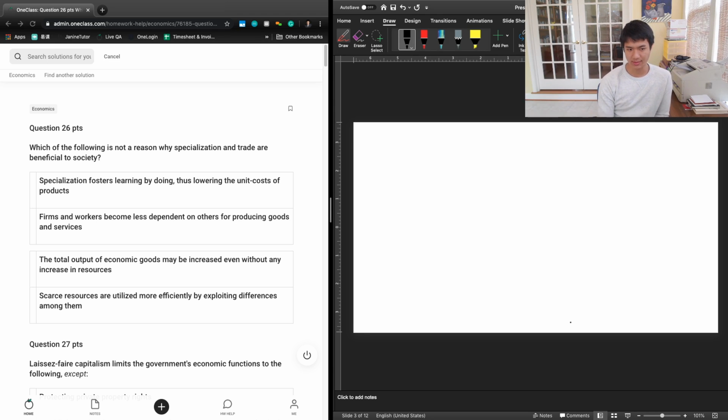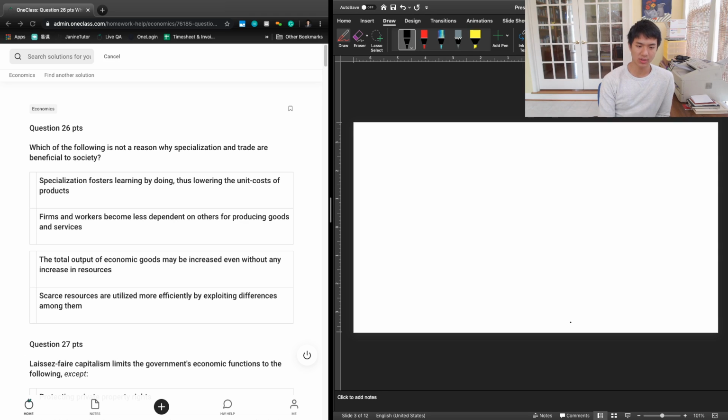The number 3 says the total output of economic goods may be increased even without any increase in resources. And again, this is true because you're specializing into areas in which you have a comparative advantage. You are able to more efficiently produce that type of unit versus your opposing trade partner being able to better produce the other type of unit that you want. And so together you are increasing the efficiency of use of your resources even without actually increasing the number of resources that you have overall. So that's going to be a benefit of trade for sure.